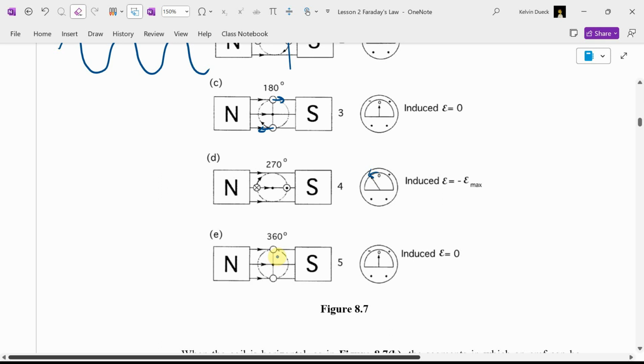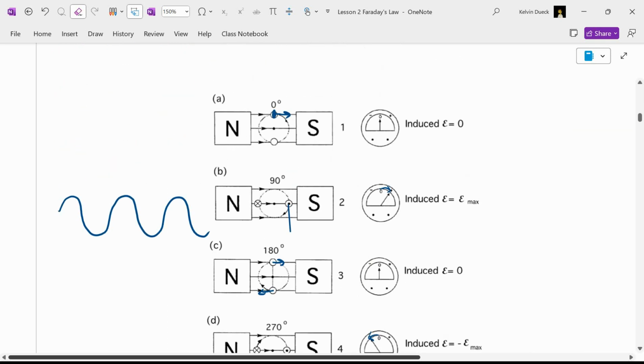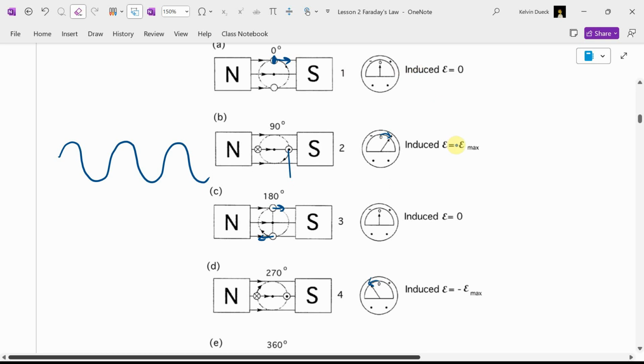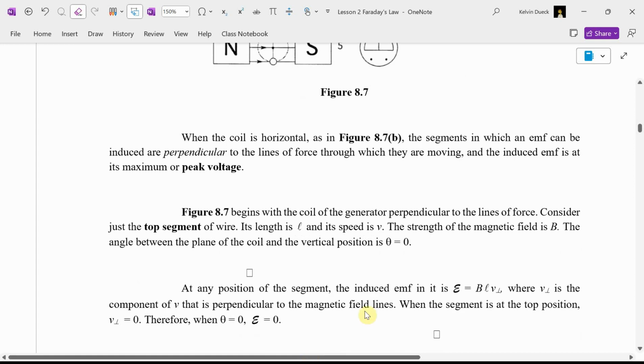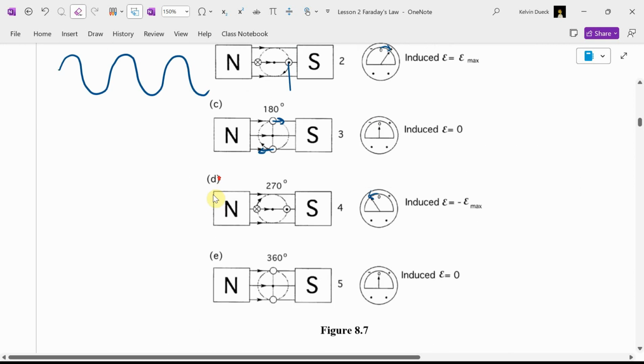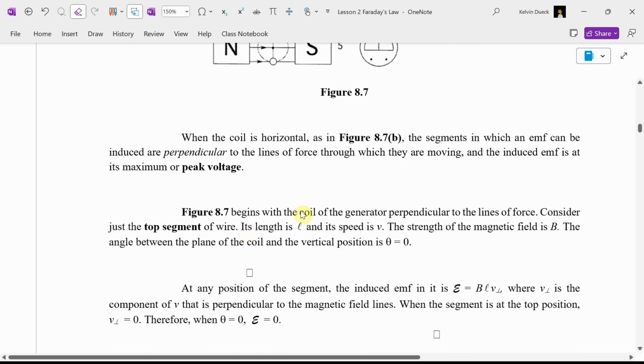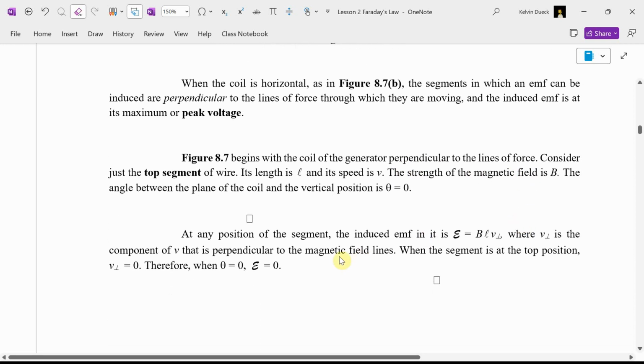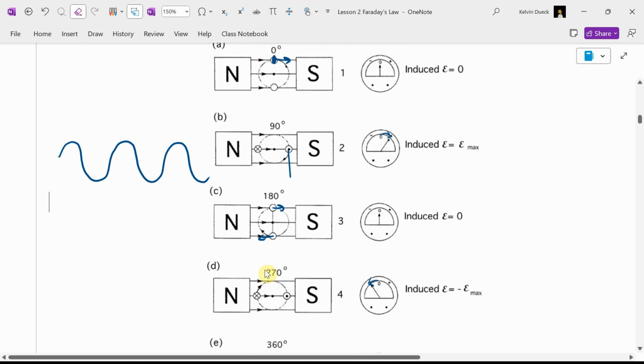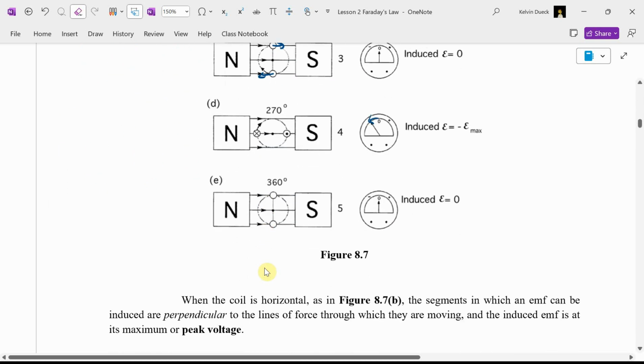Here we'd be back to zero again. So you would go from zero voltage to maximum voltage to zero voltage to maximum voltage, but negative because it's in the opposite direction of the current, to zero. So it says when the coil is horizontal, the segments in which an EMF is induced are perpendicular to the lines of force and the induced voltage is at its maximum or peak voltage. That would be in picture B or picture D. When the coil is parallel to the lines of force, we end up with no voltage. That would be like in picture A or C or E.